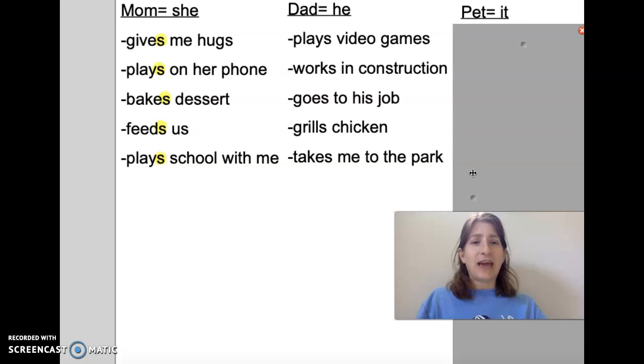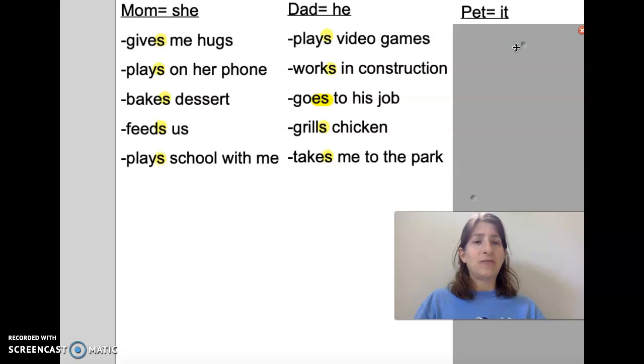Now I'm taking a look at things that a dad might do. He plays video games, works in construction, goes to his job. That one actually has an es on our ending, or our suffix. Grills chicken, takes me to the park. Again, because it's he, one person, something that's happening right now in the present, or something usually happening, that has an s on the end of what he does.